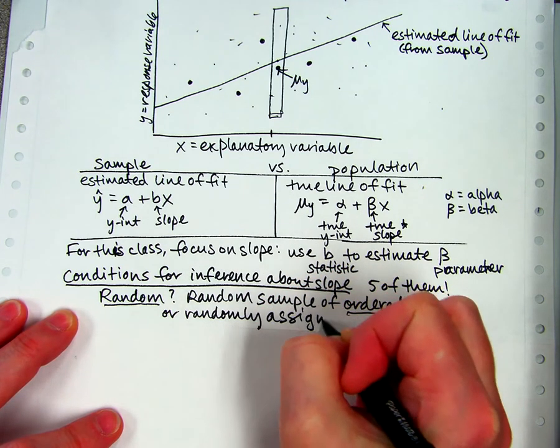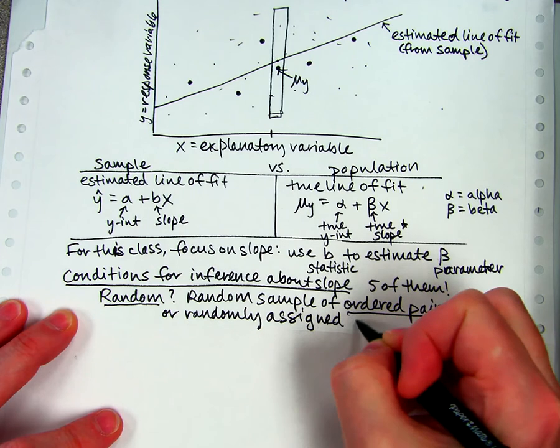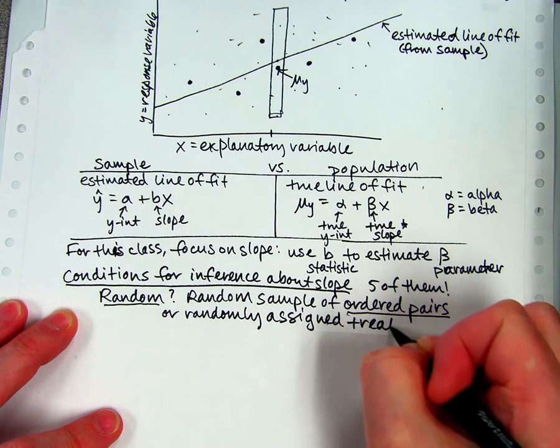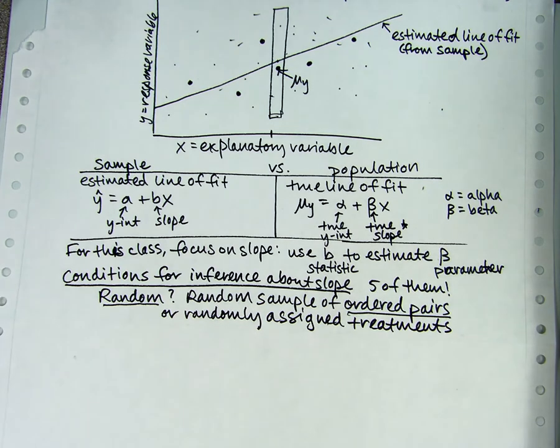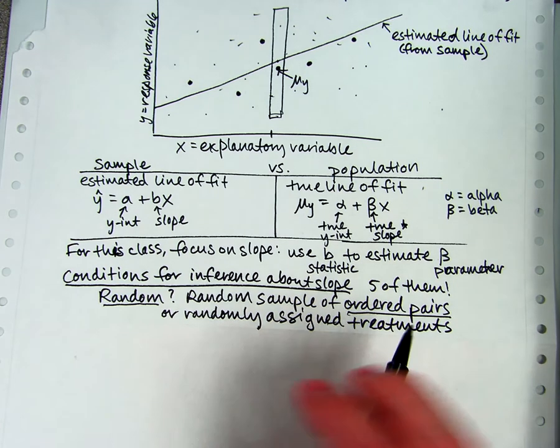And the treatments would be the x value and the y would be the response variable. And we saw something like that in the warm-up, so I'm not going to worry about that too much. But you check to see if it's random. It's either randomly sampled or randomly assigned.